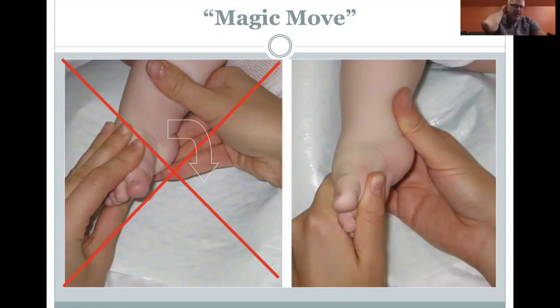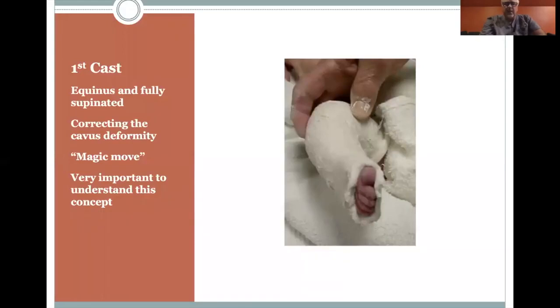So in the first cast, it's almost going to look like you're making the deformity worse. But what you're doing is getting the front part of the foot and the back part of the foot on the same plane, because initially they're not. And this is what it looks like. You can see how it looks excessively supinated. The equinus is there and the foot's in full supination, and you're correcting that cavus deformity, getting the forefoot and rear foot on the same plane.